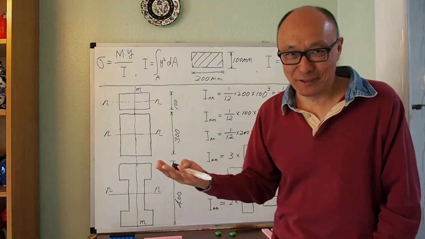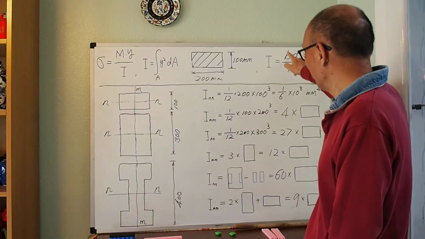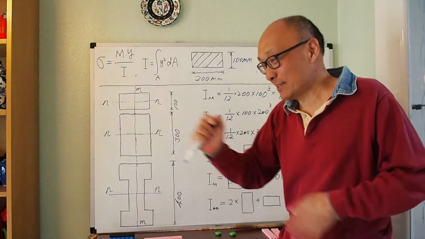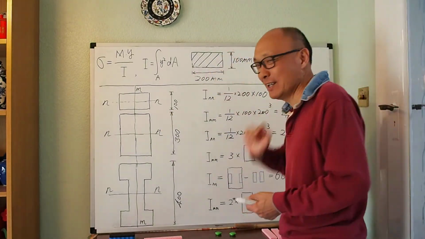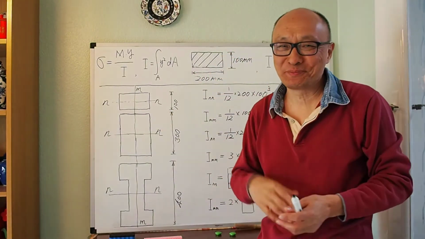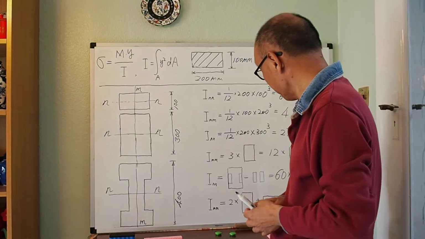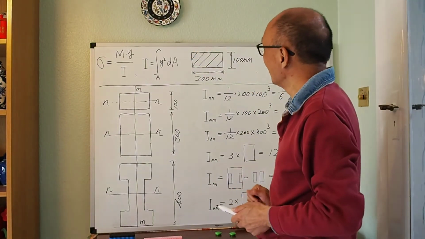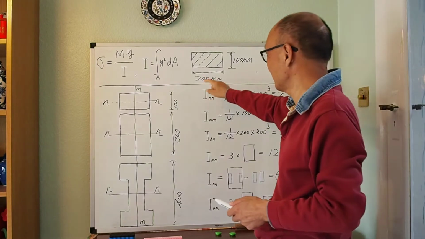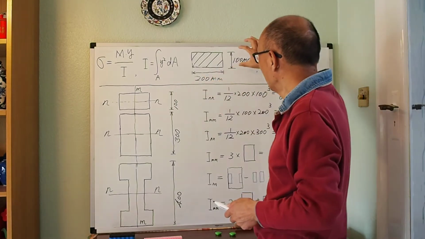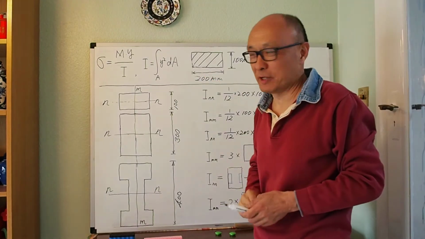So what is B? What is D? BD cubed over 12, but what is B? What is D? Is that B or is that D? That's what I'm going to help you to clarify. Okay, so considering that fraction, I'll give you some numbers. So let's say that's 200 millimeter, and that's 100 millimeter.